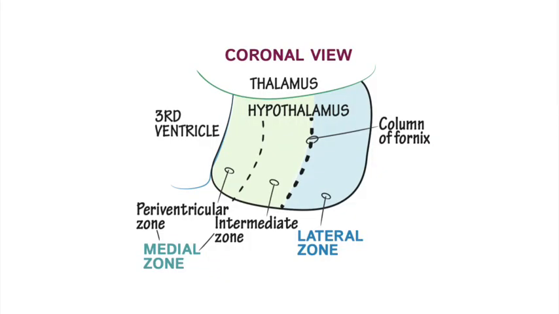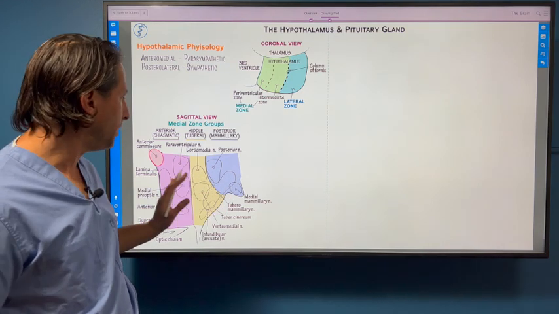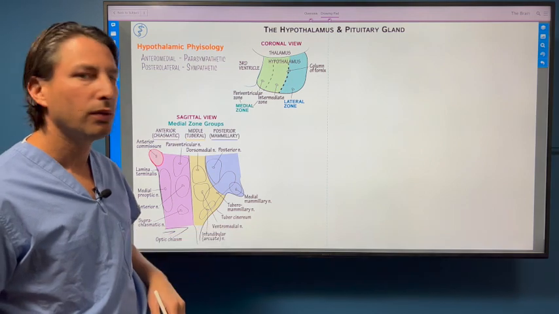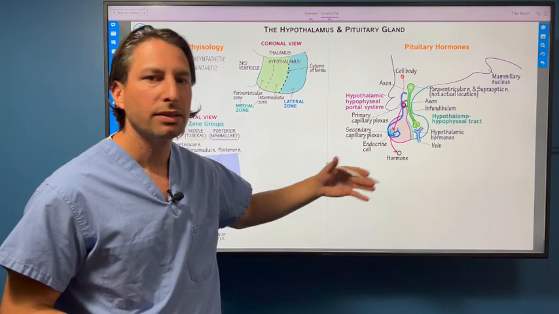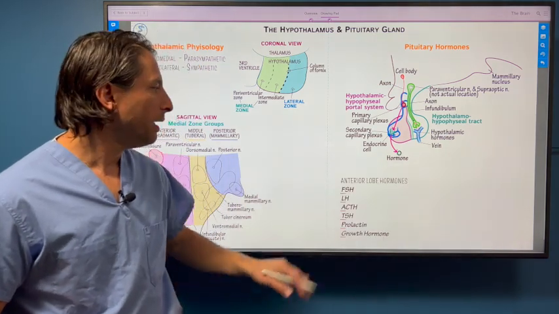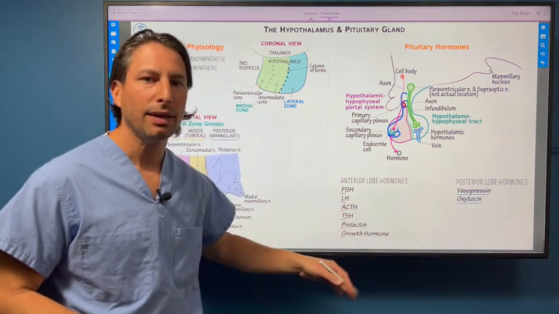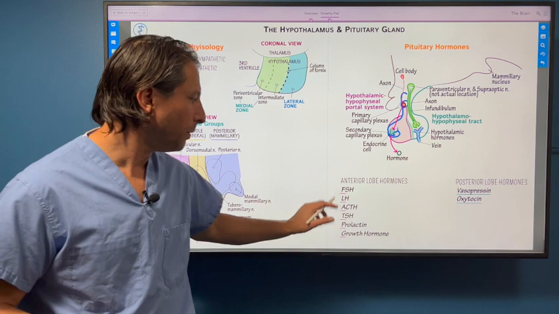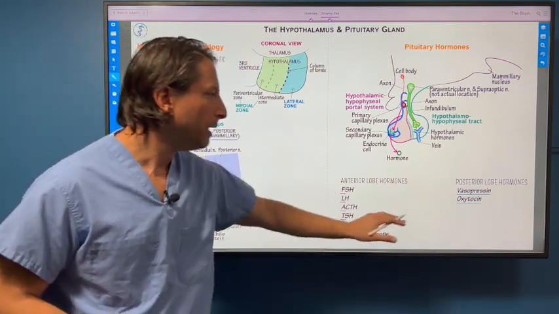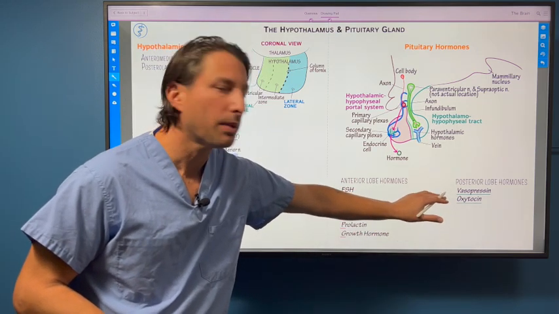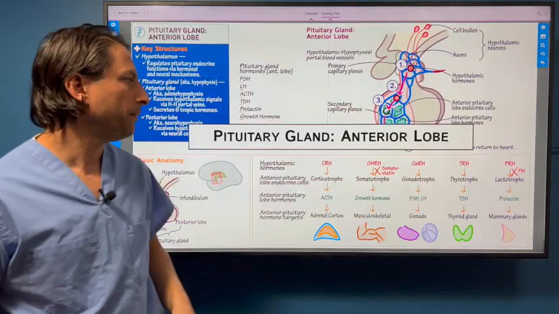And then we have this mid-sagittal view here, and you can walk through this tutorial in detail on the site, but it goes through all the different hypothalamic nuclei. And then we're going to get into the details of the pituitary gland because it's so fundamental for clinical medicine. Here are the anterior lobe hormones and then the posterior lobe hormones. We use that acronym FLAT PIG for the anterior lobe hormones: FSH, LH, ACTH, TSH, prolactin, and growth hormone. And then for the posterior lobe hormones, vasopressin, also known as ADH or antidiuretic hormone, and then oxytocin.